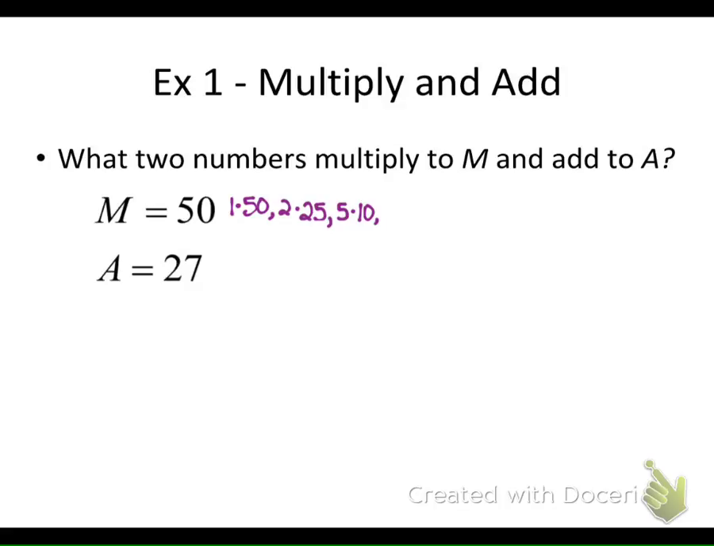What numbers do you see up here that, if we add them together, are going to equal 27? 25 and 2, right? So that would be 25 times 2, and then we have 2 plus 25. That's not all too difficult, is it?